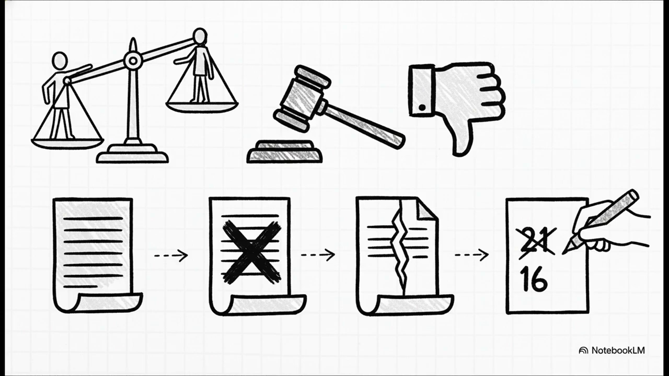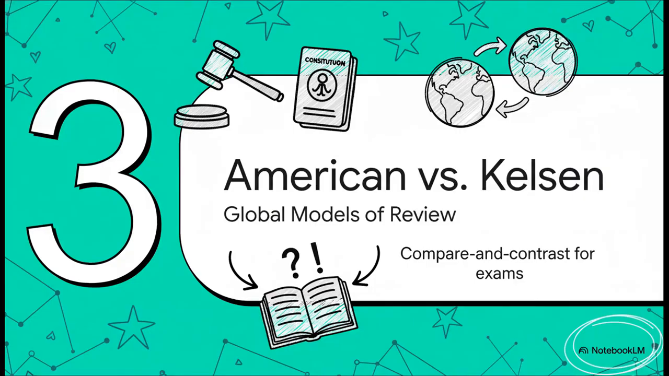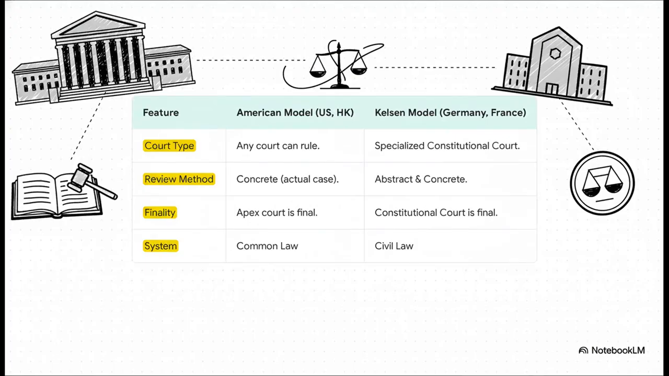That's a huge deal. Now, this awesome power of constitutional review isn't handled the same way everywhere. So let's look at the two major models you see around the world. And yep, this is another great compare and contrast topic for your exams. This table right here, this is basically your revision cheat sheet. In the American model, which is used in places like Hong Kong, any court can look at a law's constitutionality, but only when it comes up in a real, live case. The Kelsen model, on the other hand, sets up a special, dedicated court just for constitutional issues. Knowing which model a country uses is key to understanding its legal system.